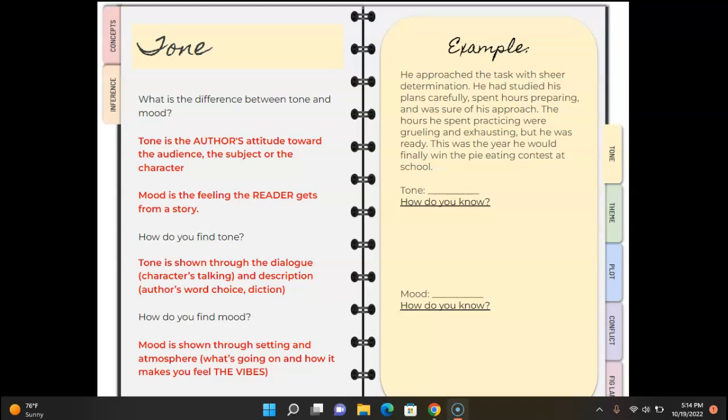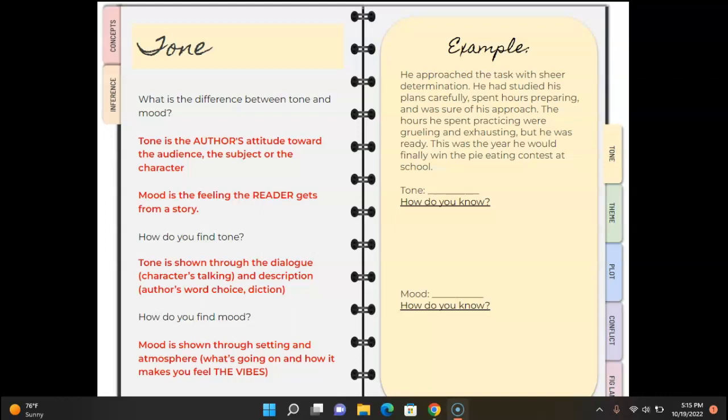So tone is with the author, but mood is with the reader. So how do we find tone? If tone is something that the author does, how can we recognize it? Tone is shown through the dialogue or the characters talking, and description, which is the author's word choice and their diction. Versus mood is shown through setting and atmosphere. So that's what's going on, what's happening, when's it happening, and how is it making us as the reader feel. I like to think of the mood as the vibes.